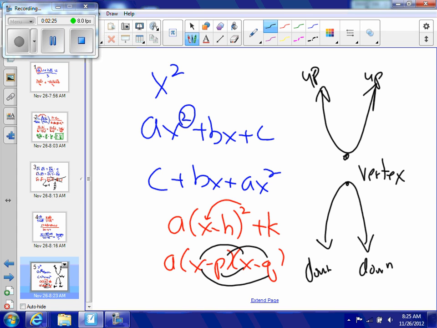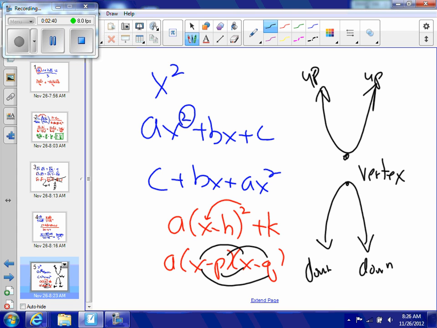So it's just the vertex. Finding the minimum or the maximum is not any different than finding the vertex. That is correct. If you find the vertex, then you know the minimum or the maximum. But that's just the y-coordinate, right? The minimum or maximum. That's right.